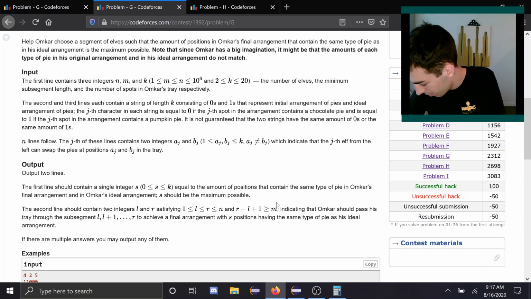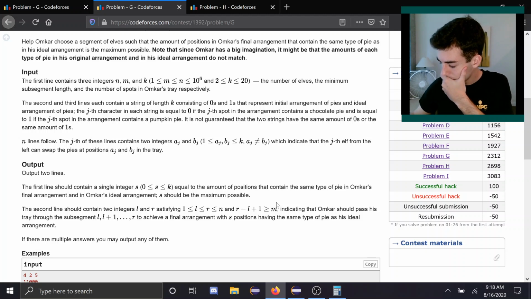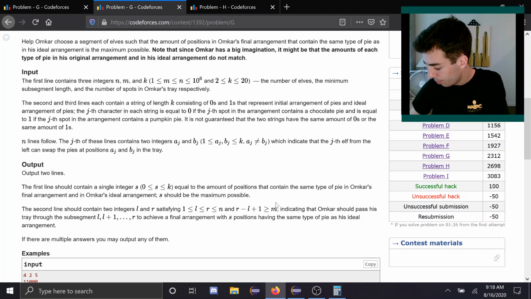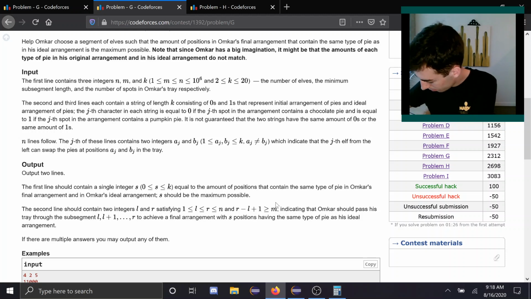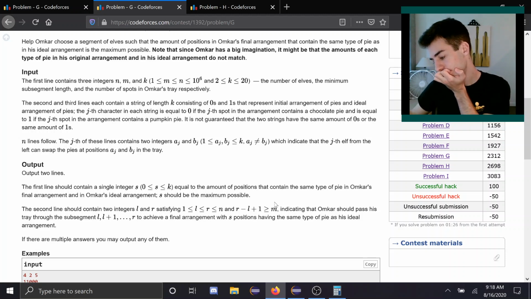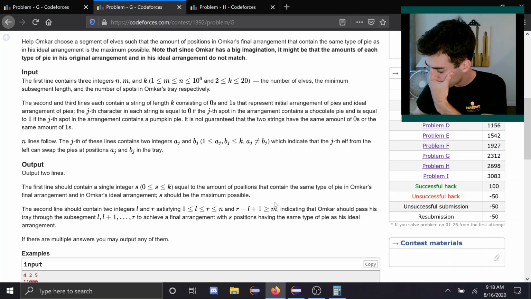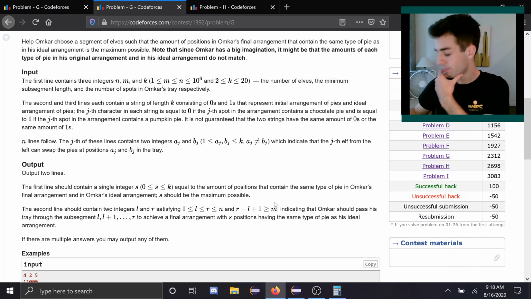Is that even true? If we have this 1, 2, 3, then we have the C, D. It doesn't actually stay the same.